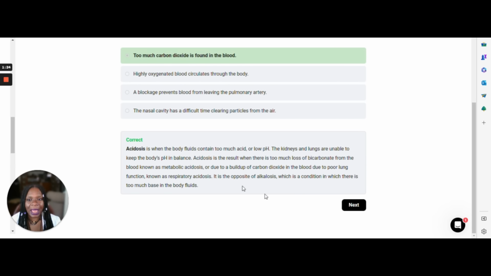And here is why. Acidosis is when the body fluids contain too much acid or too low of a pH. The kidneys and lungs are unable to keep the body's pH in balance. Acidosis is the result of too much loss of bicarbonate from the blood, known as metabolic acidosis, or a buildup of carbon dioxide in the blood due to poor lung function, which is also known as respiratory acidosis. It is the opposite of alkalosis, which is a condition in which there is too much base in the body fluids.